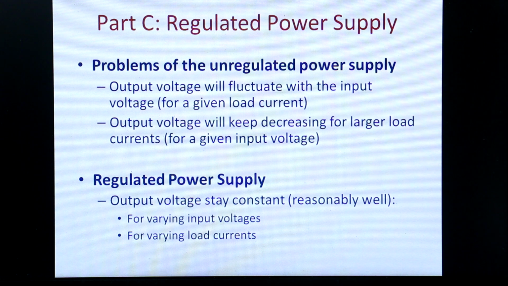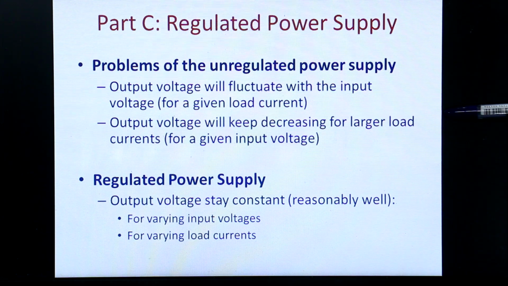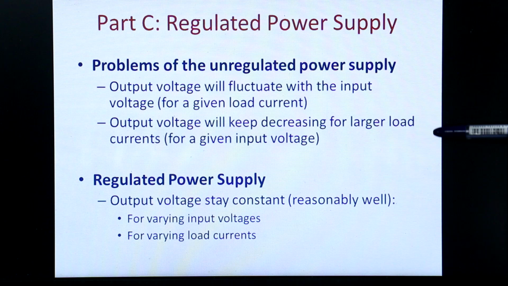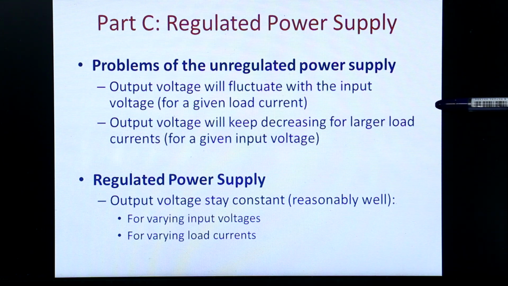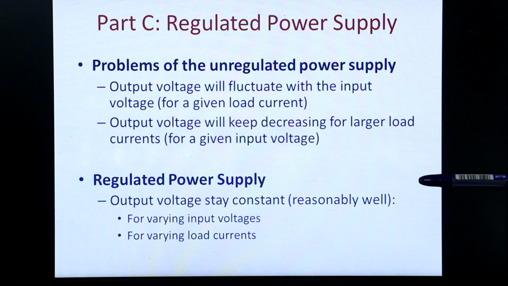The other major variation is that the load current can change for a given input voltage. Assuming the input voltage is the same, the output current can vary depending on the load resistance value. So these are the two major problems we would face in any unregulated power supply. These are the two major things to take care of. So in a regulated power supply, your output voltage must stay reasonably constant for varying input voltages and also for varying load currents.